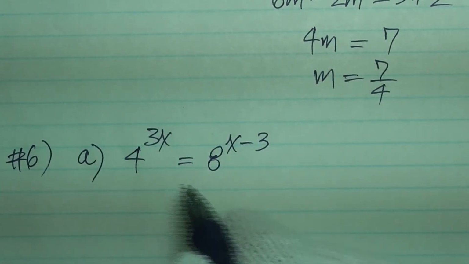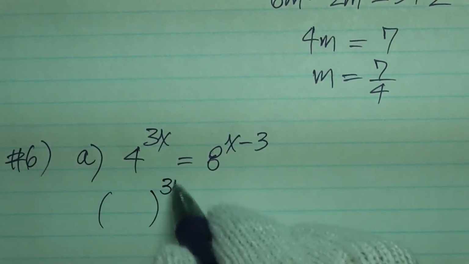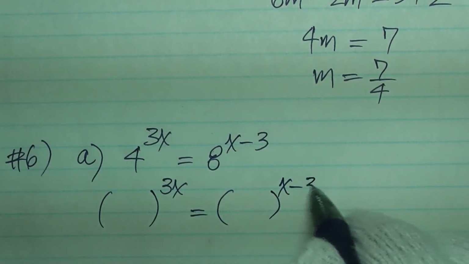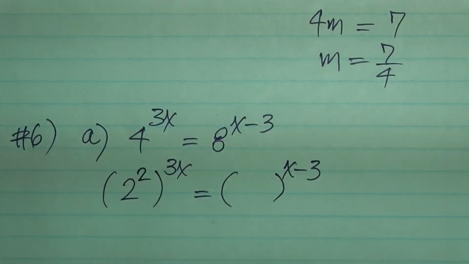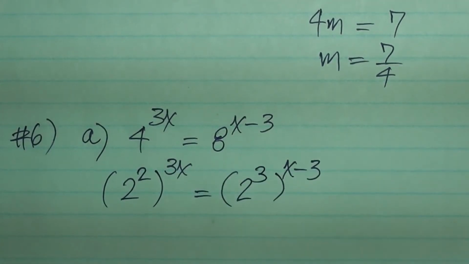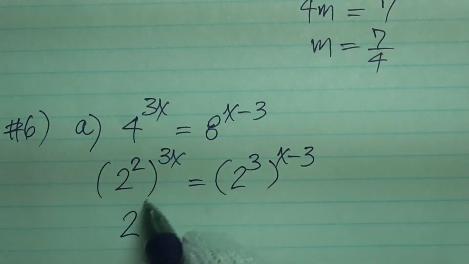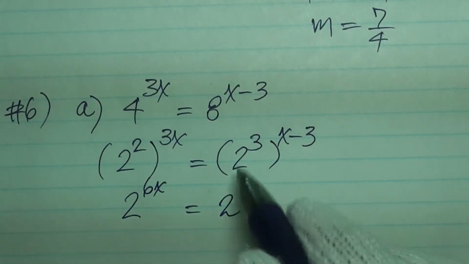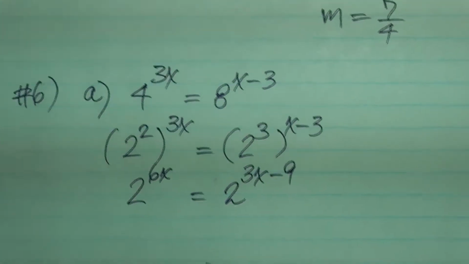Alright, 4 to the 3x equals 8 to the x minus 3. I'm going to write them both as the same base, which makes things a lot easier. I can write 4 as 2 to the exponent 2, and I can write 8 as 2 to the exponent 3. That's going to give me 2 to the exponent 6x equals 2 to the exponent 3x minus 9.